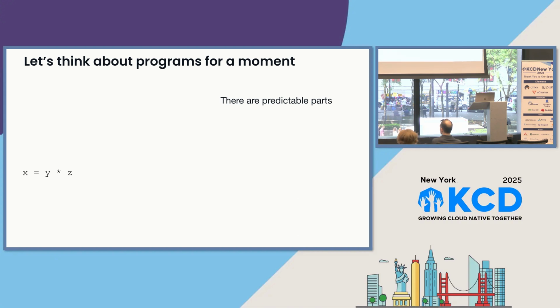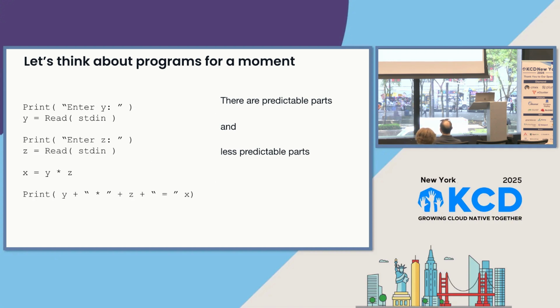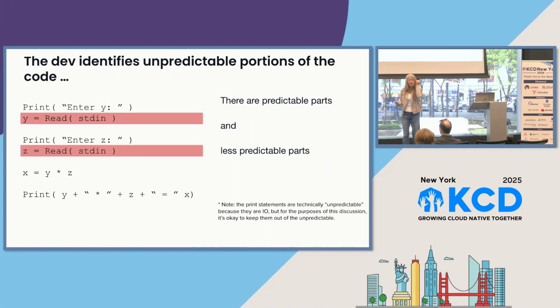Like x equals y times z. Every time I multiply y and z, I'm going to get back the same value, right? So that's predictable. And then there's less predictable parts, like getting a value from the user. One time the user could give me the value 10, the next time they could give me the value 20. So that's less predictable.